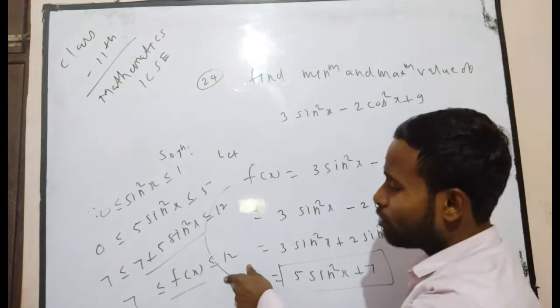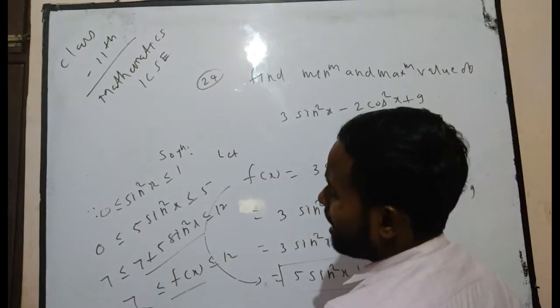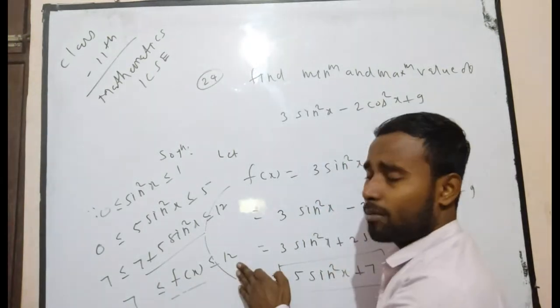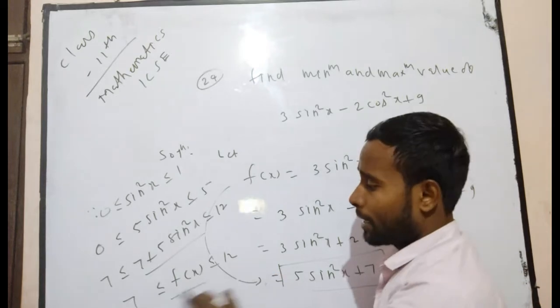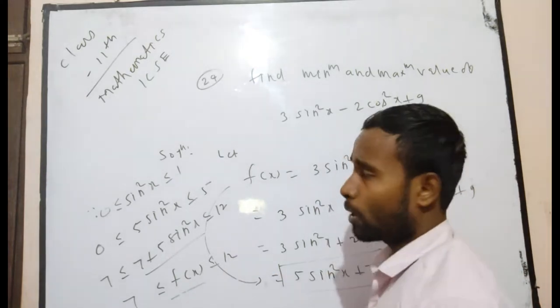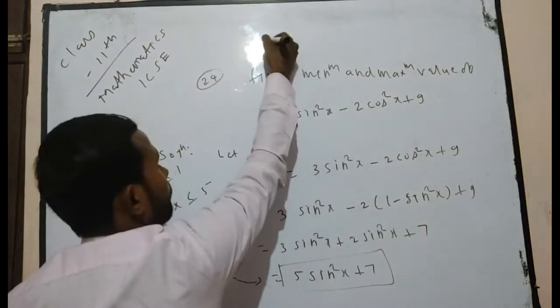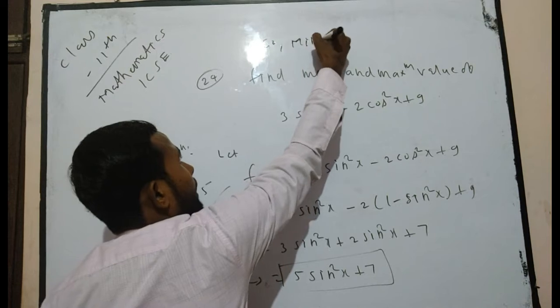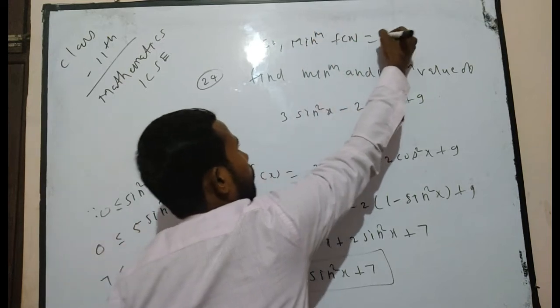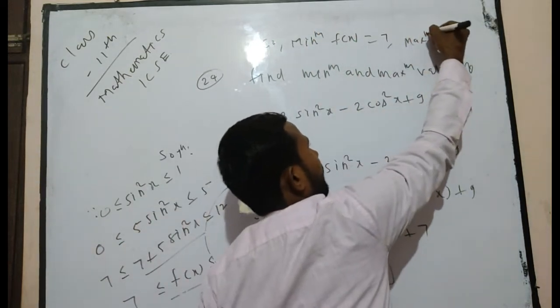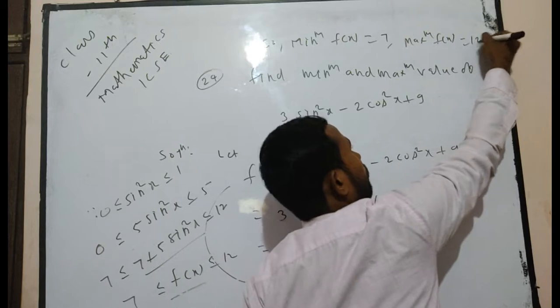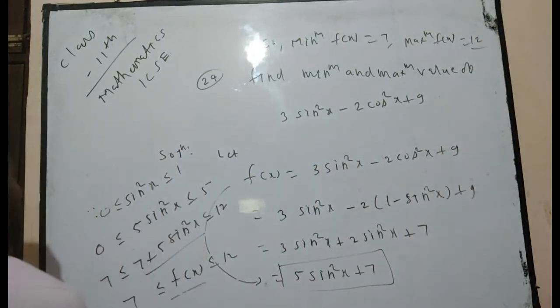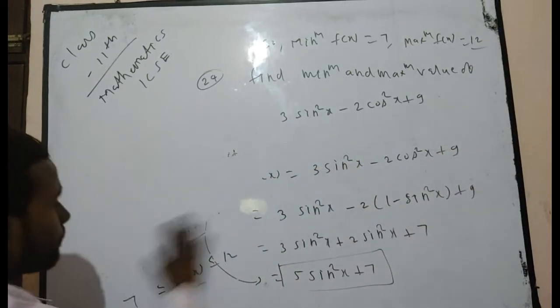In that case, what can you say about it? You can say the minimum value of f(x) is equal to 7, but the maximum value of f(x) is equal to 12. That means the minimum of f(x) is 7 and the maximum of f(x) is 12. It is the final answer. Now we take the next example.